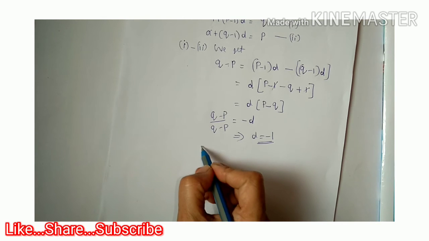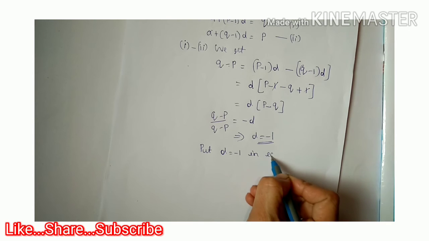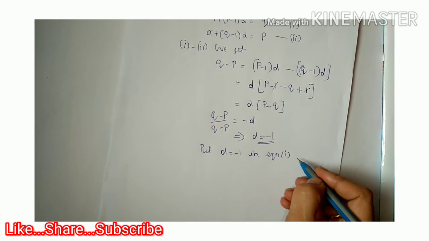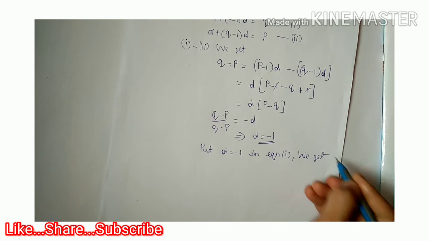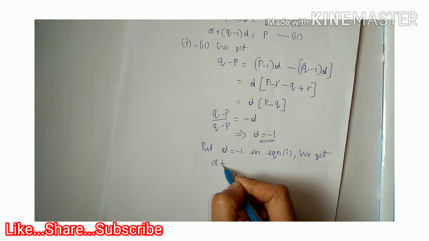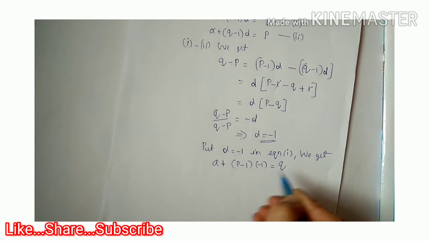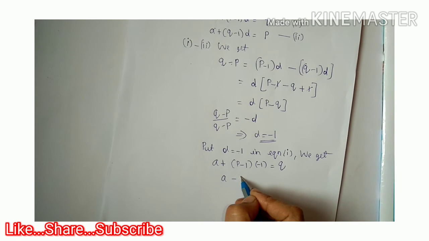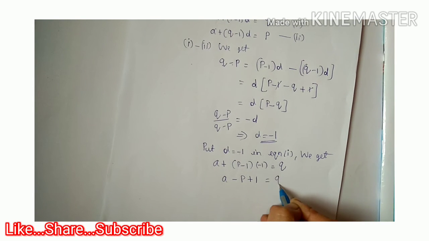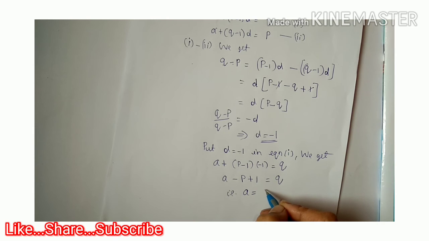Here put d is equal to minus 1 in equation 1. We get a plus (p minus 1) into minus 1 is equal to q. a minus p plus 1 is equal to q. That is, a is equal to p plus q minus 1.